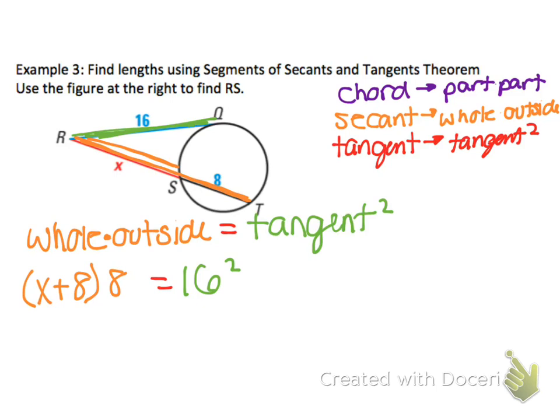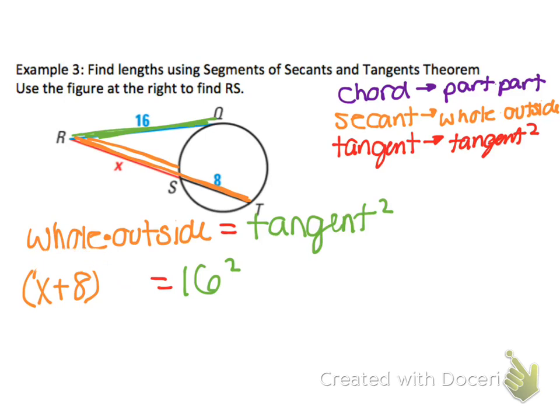Okay, now let's go back to that example. Don't forget to distribute. Boom, boom. 8x plus 64 is going to equal 16 squared, which is 256. Whoops, definitely made a mistake. Let's go back, erase this. Hopefully you caught my mistake before I did.